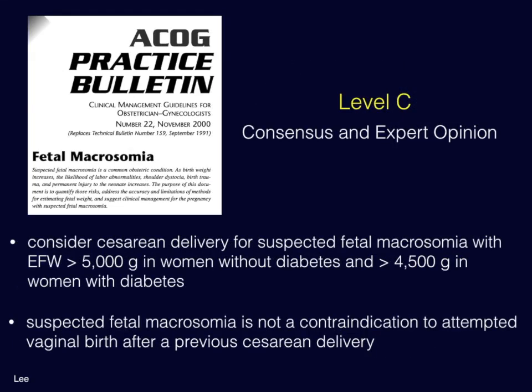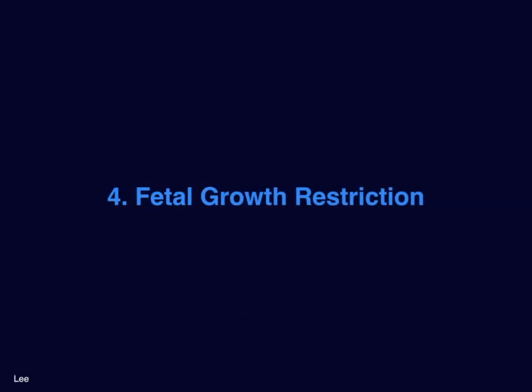Based on expert consensus, ACOG recommends consideration of cesarean delivery for suspected macrosomia with EFW greater than 5,000 grams in non-diabetic women and greater than 4,500 grams in women with diabetes. Suspected macrosomia is not a contraindication to attempted vaginal birth after a prior cesarean delivery. On the other end of the spectrum, small and malnourished fetuses with growth restriction can also be identified and monitored using ultrasound.